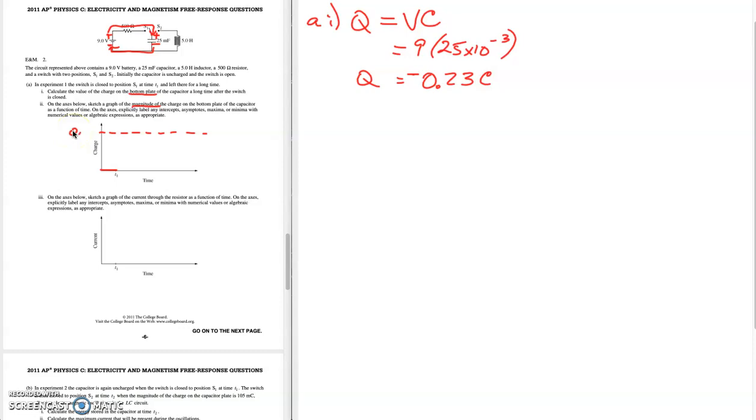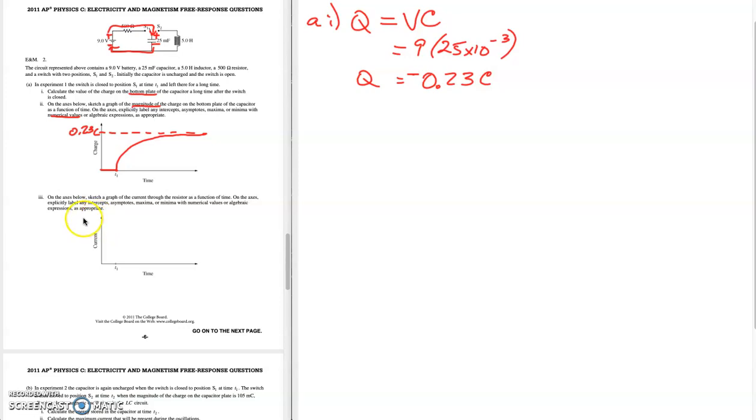So this is now going to be positive 0.23 coulombs, and this is going to be a 1 minus exponential decay, and it will reach 0.23 coulombs asymptotically. They do actually want you to label this. They do explicitly label any numerical values. Okay, so they want that.